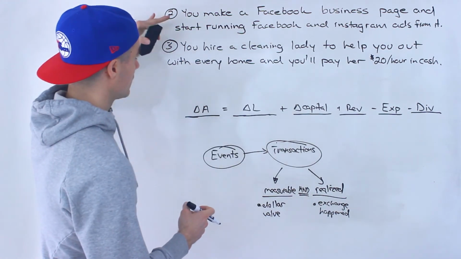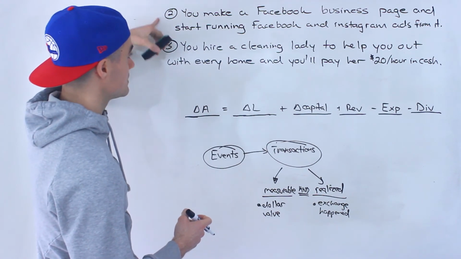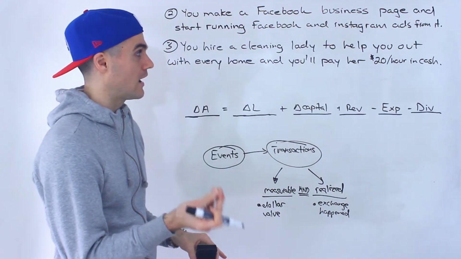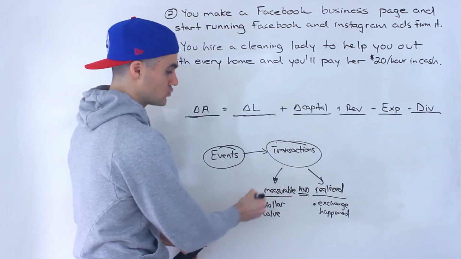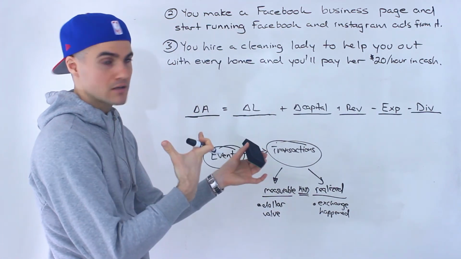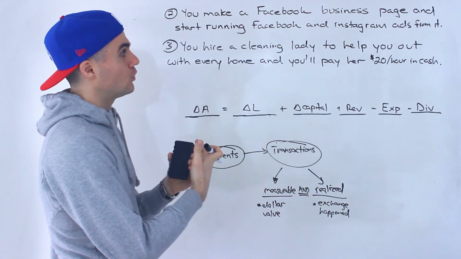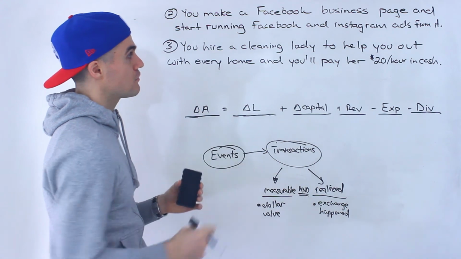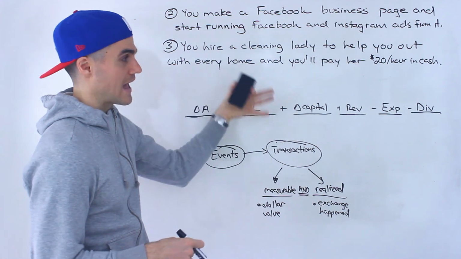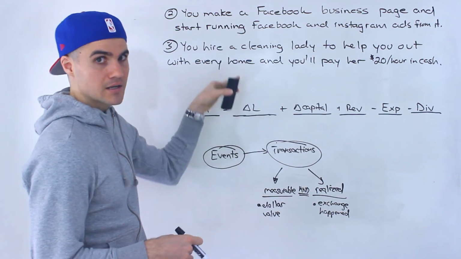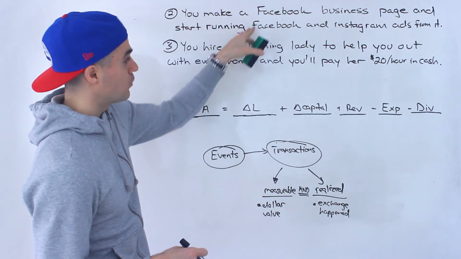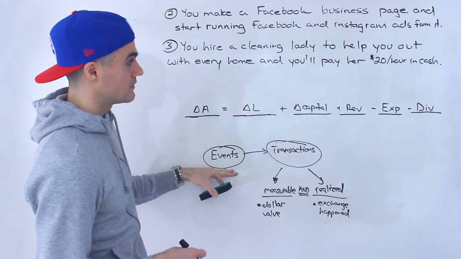And notice here, if we take this and then apply it to these two events, you make a Facebook business page and start running Facebook and Instagram ads from it. So notice in that description, there's no dollar value given. You just made a Facebook page, right? You didn't pay someone to make it for you. You made it. There's no fee involved in terms of making the page, and then you start running Facebook and Instagram ads from it. Even though you got to pay for those ads, that expense hasn't been incurred yet because you just started running those ads, right? So that wouldn't be a transaction. It's just an event, and so it doesn't get inputted.